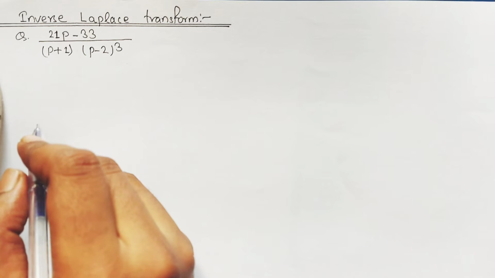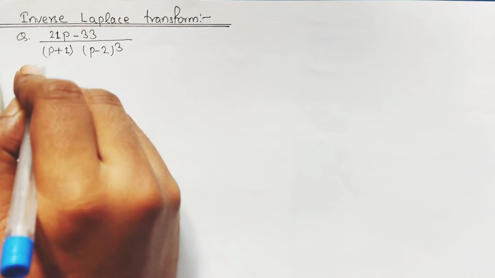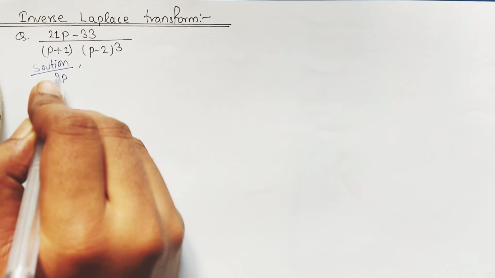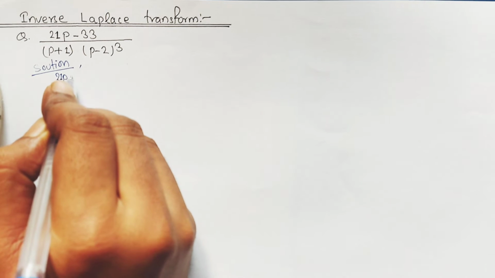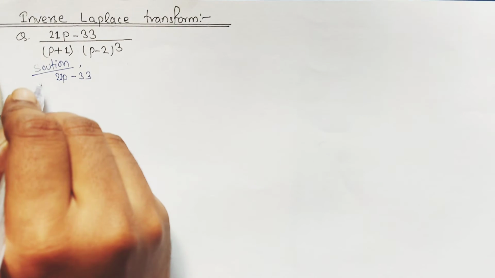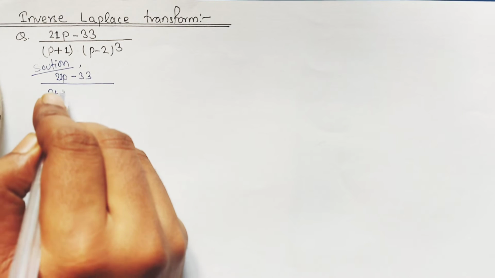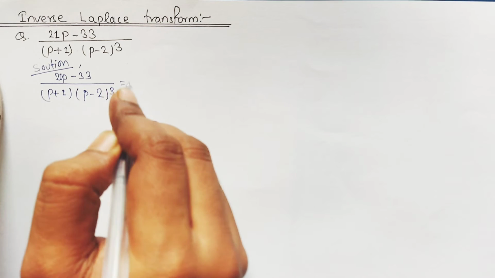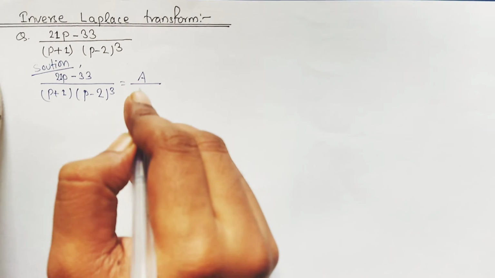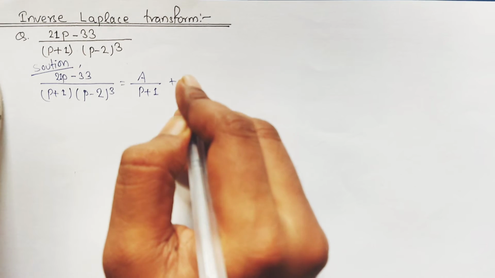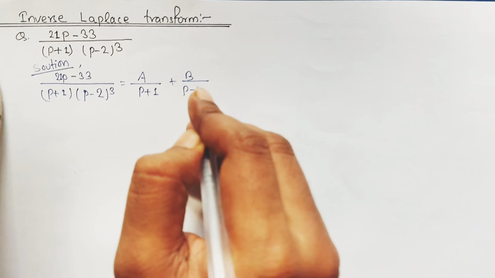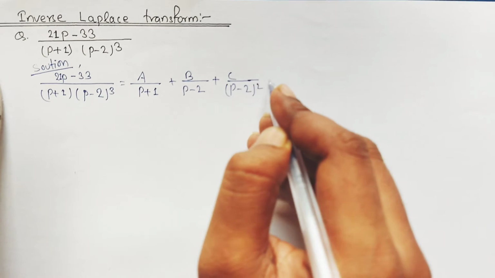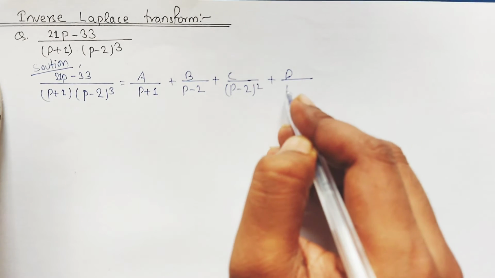So here is the second example, and let's start the solution of this numerical, that is writing the solution and rewriting the question. We will proceed with the same steps like we have done in the previous example in the same video, that is minus 2p and p plus 1. Again we have repeated linear factors in the denominator, so I am going to write it as a upon p plus 1 plus b upon p minus 2 plus c upon p minus 2 square plus d upon p minus 3.